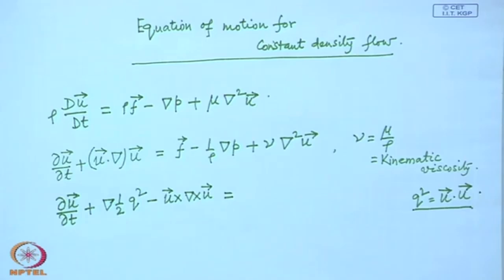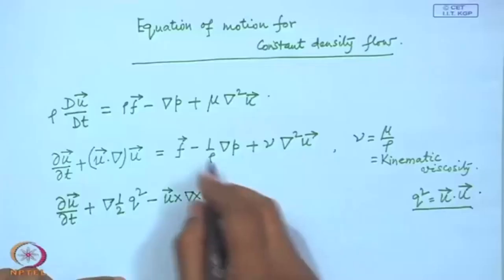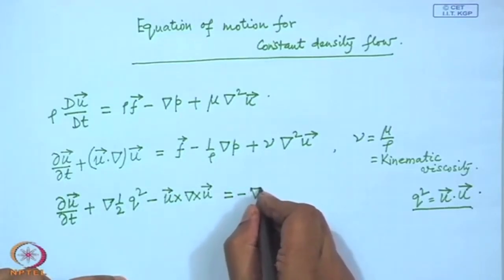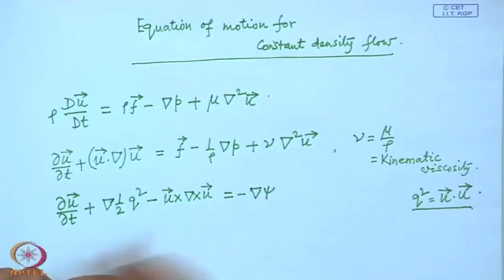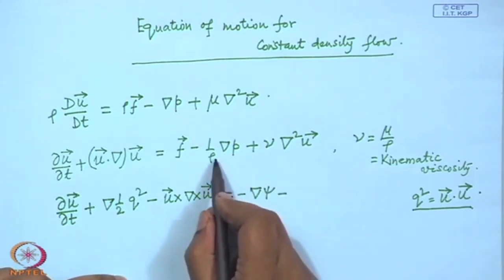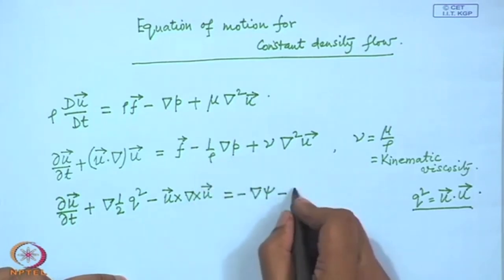Once again, we assume that the body force per unit mass is a potential force. And if we assume that the body force is a potential force, this can be written as the gradient of the potential energy per unit mass. And here, this rho being constant, we can take it inside the gradient.